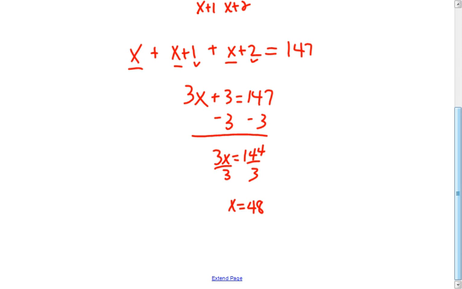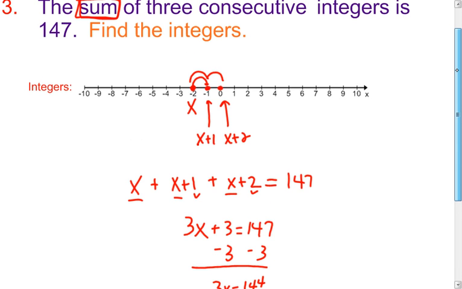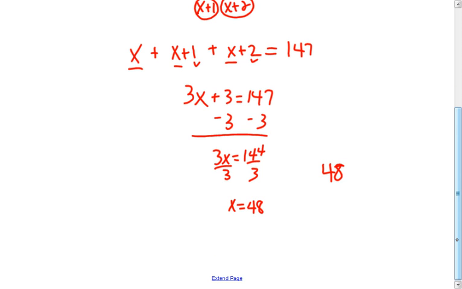The question is, find the integers. That means to find all three of them. Okay, so the first one is 48. Remember that was this one right here. So the next one is 48 plus 1, which is 49, and then the third one would be 48 plus 2, which would be 50. So 48, 49, and 50 are my three integers that I'm adding together to get 147.